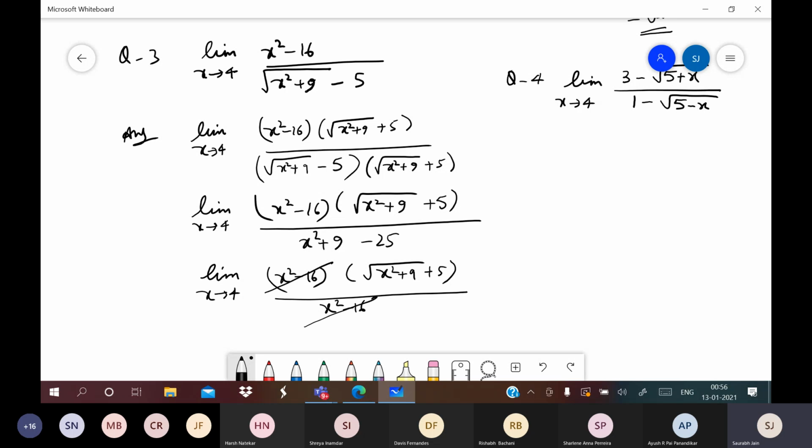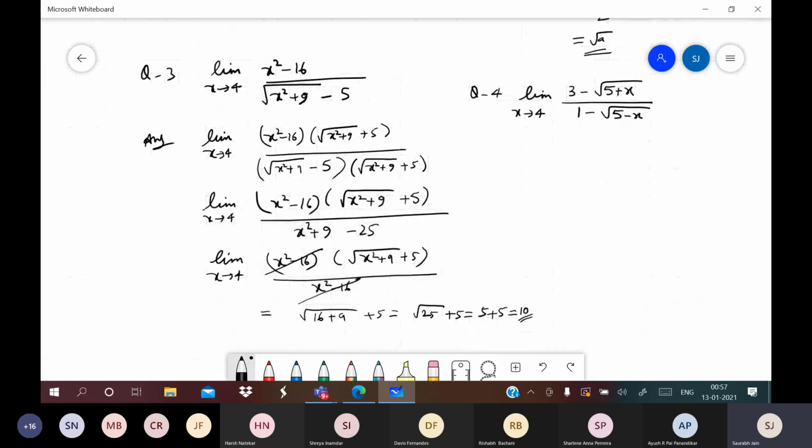The rest is value putting. When you put 4 here in this square root, this will become 16 plus 9 plus 5. Root of 16 plus 9, root 25, plus 5, that will be 10. Do not write plus minus. Square roots are always positive. We have discussed this so many times. So 10 will be the answer. Simple application of rationalization. Now solve the fourth question.